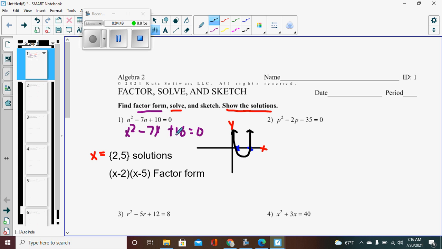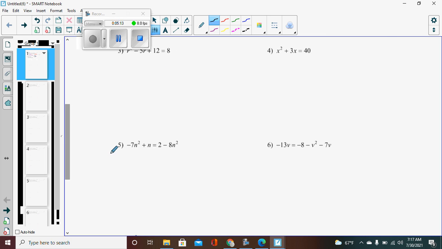So that's just factoring, solving, and sketching. It's to help you understand and get a connection between solutions and the graph. Number 2, don't include the 0. Number 3, do include the 8. But if there's a 0 there, let's not include it for Desmos because it's not reading it right. Number 5, write it as is. Just change all of these to x's. And that's pretty much it for factoring.